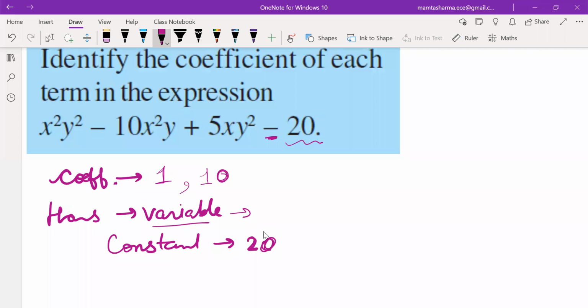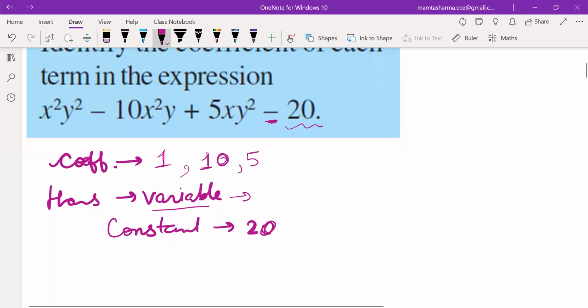So don't take the minus. Don't consider the minus. Minus and plus are operators. And x y square is 5, ma'am. 5, and minus 20: coefficient or constant? 20. Constant. Yes, constant. Okay, and the variables are... Manideep, say the variable.